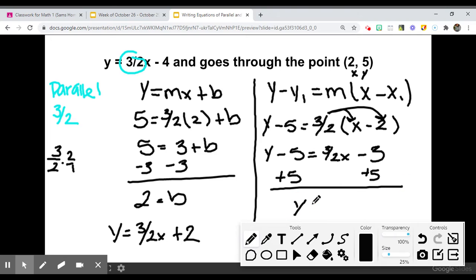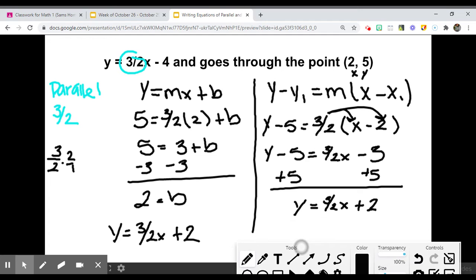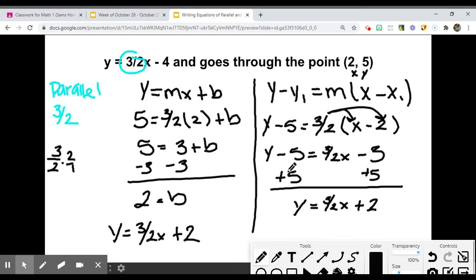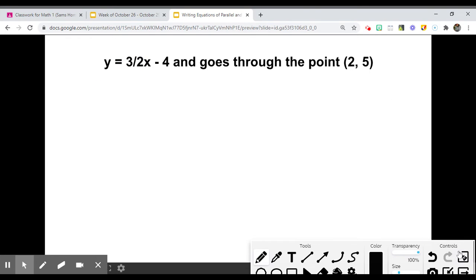When we add 5 to both sides, we get y is equal to 3 over 2 x plus 2, which is my exact same answer. So again, you were able to use the format that you want to use. This particular problem was parallel, so we had to have the same slope. Okay, for the next one, let's do a perpendicular line.